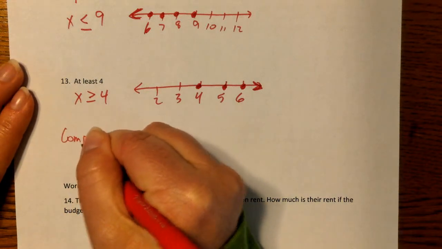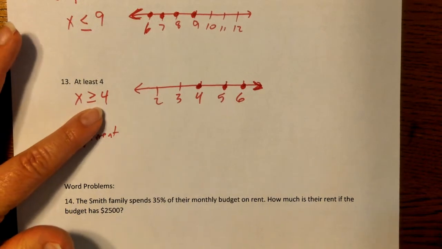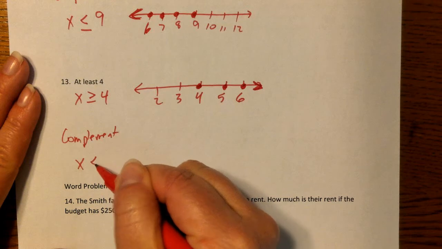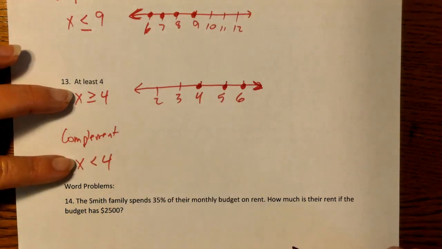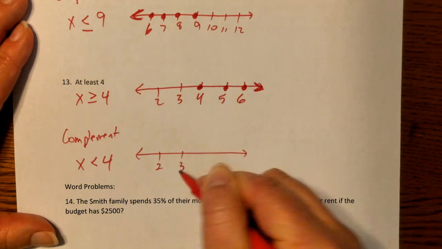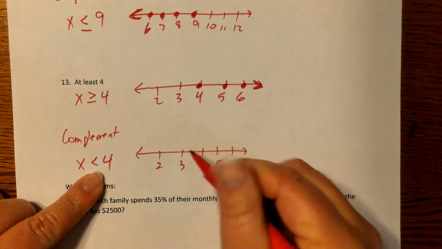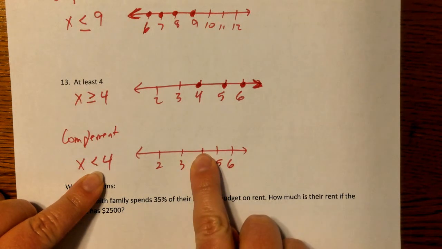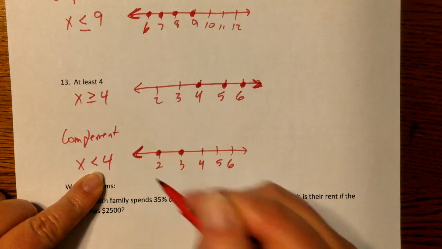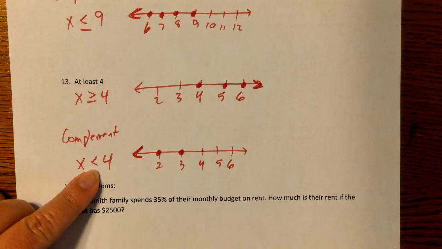The complement, in other words, the opposite of at least 4, or X is greater than or equal to 4, would be X is less than 4. Only one of them can have the equal to sign. So 2, 3, 4, 5, 6. Less than 4, again, this is discrete, so we're not going to include the number 4. Only the 3, the 2, and the arrow to show that it keeps going down. We're not coloring the 4 here because it does not have the equal to sign.